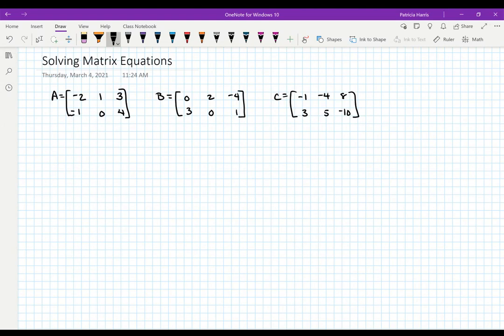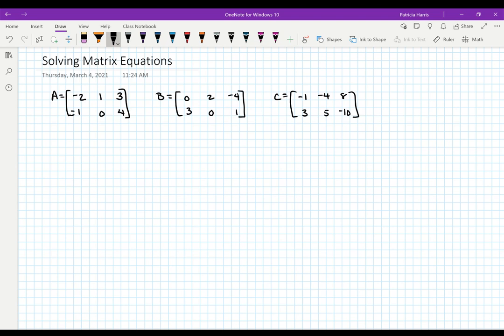Hello, today we're going to talk about solving matrix equations. Now, matrix equations basically come in kind of three flavors. They come in what we just simply call a matrix equation. Basically, it's an equation made up of matrices. And then the second one, which we will talk about more in depth later on, is a linear system written as a matrix.